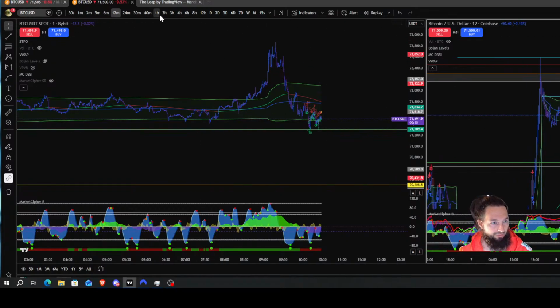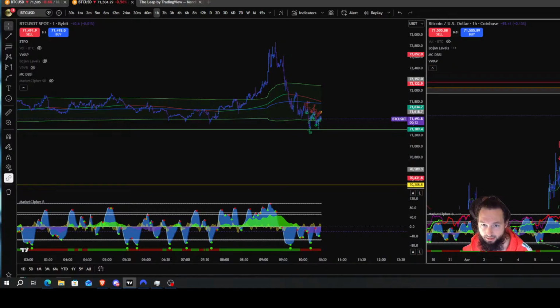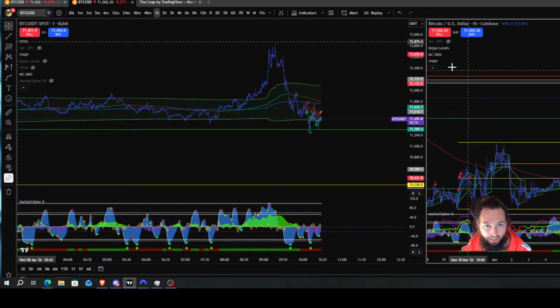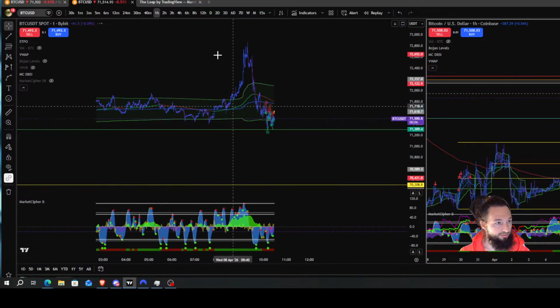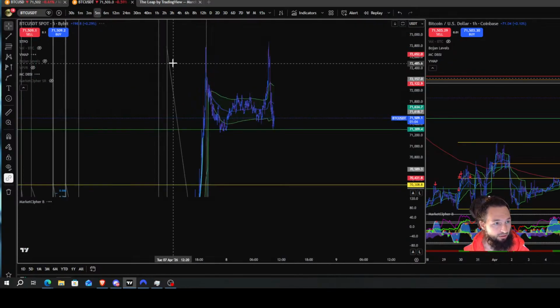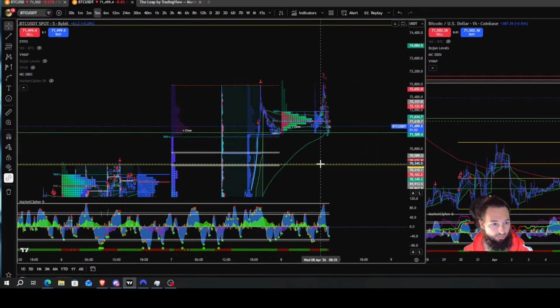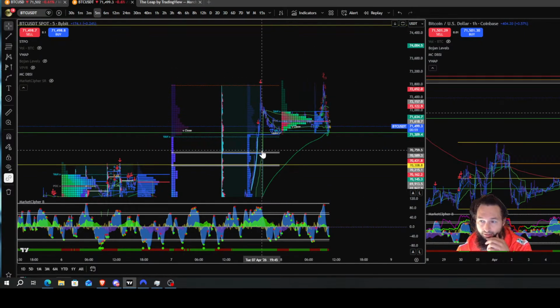Before I take some profits, I want to make sure now is a good time to take some profits because we have a lot of things going on. For example, we got all this volume and single prints. We got these single prints down here.